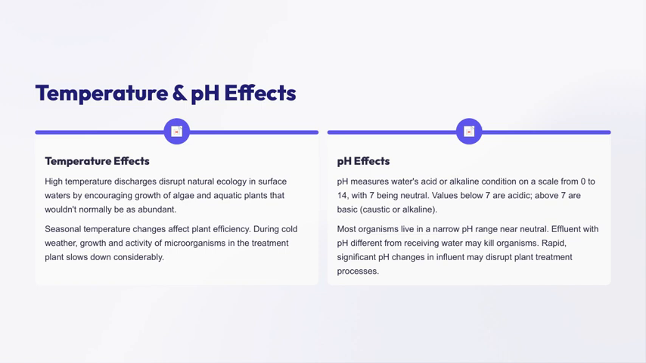If effluent, meaning the treated water being released, has a pH that differs significantly from the receiving water, it can harm or even kill local organisms. Additionally, rapid or large fluctuations in pH levels in the influent, before treatment, can disrupt the entire treatment process itself.